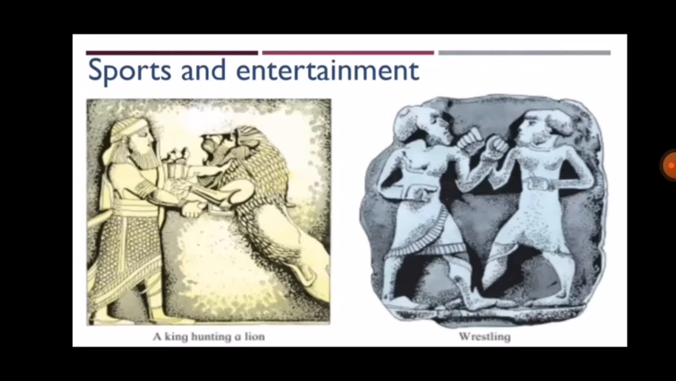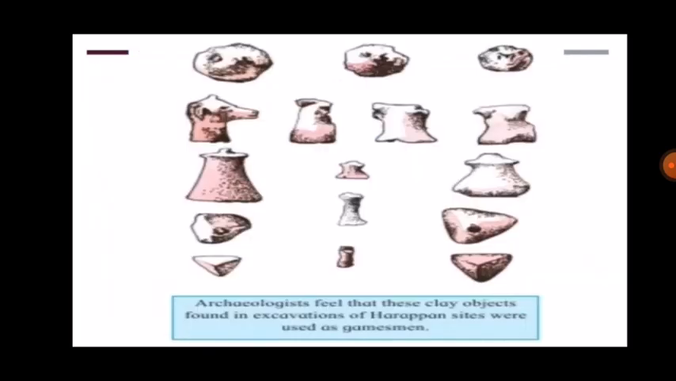The next point we learn is about sports and entertainment. Now, at that time, there were a variety of sports and means of entertainment in the ancient civilization. From that, hunting and wrestling were the important ones. You can see in the slide, hunting and wrestling were the important ones in sports and entertainment.